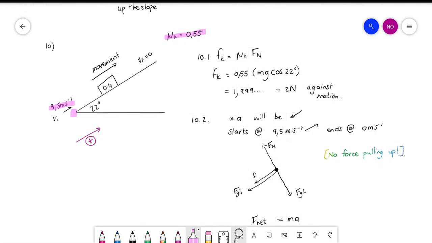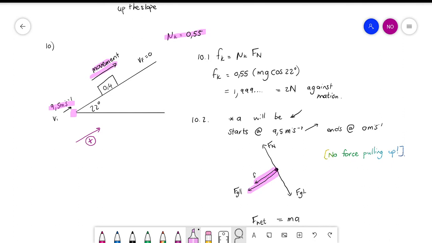The movement of the box is upwards. But there's no force pushing it upwards. It's only the fact that it started with the initial velocity upwards that's causing the movement upwards. So as it is moving up the slope, it is actually slowing down. So all of our forces are pointing downwards.